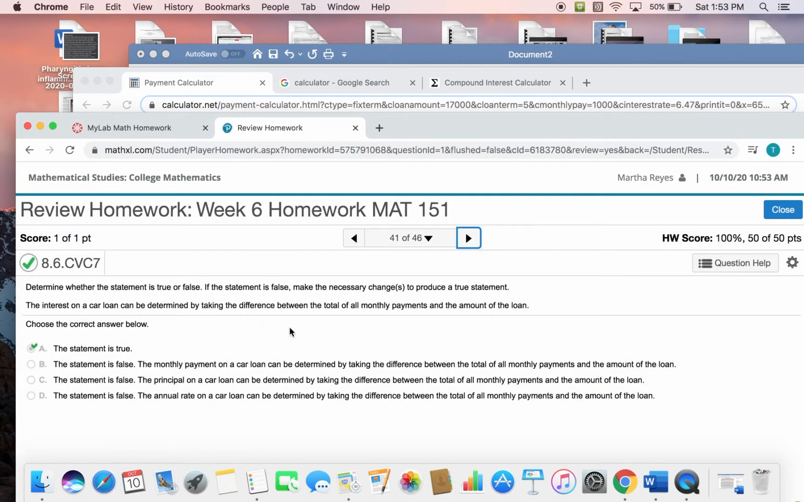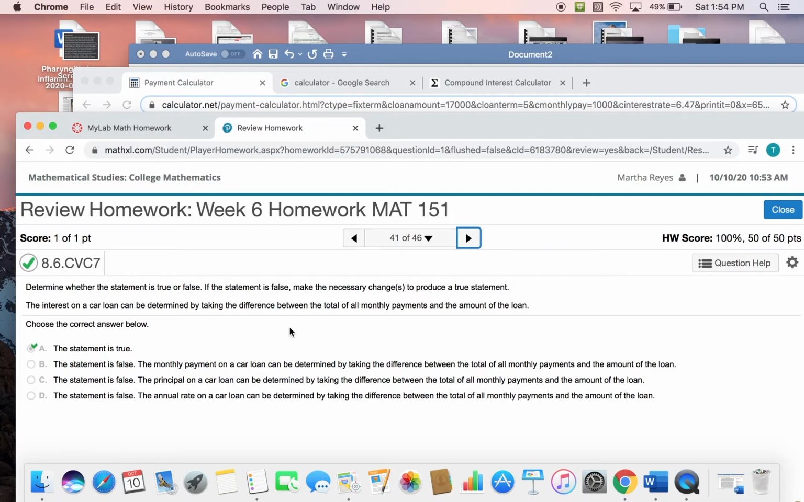Okay, so let's look at this statement. The interest on a car loan can be determined by taking the difference between the total of all monthly payments and the amount of the loan. So what you do is you total all of the monthly payments over all the years. So if it was $500 a month for 5 years, right, you would go, okay, 5 times 12 is 60 times 500, you would get a value of 3,000 or something like that. Well, 30,000, sorry.